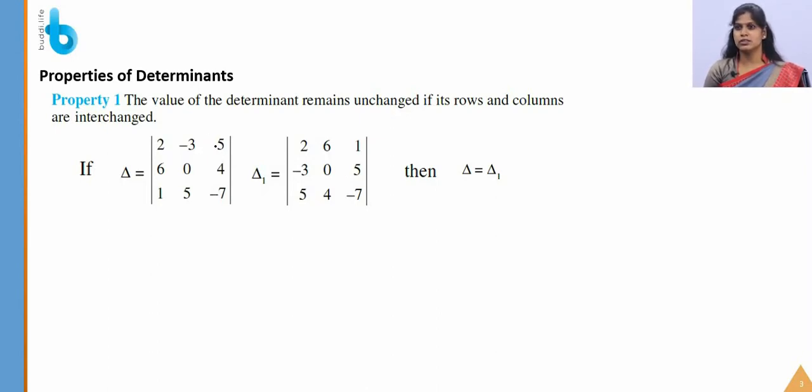See here, for example, I have taken a determinant. Here, the rows are changed as columns, written as columns here, but then the values will be the same. If you compute and find the determinant, its value will be the same.